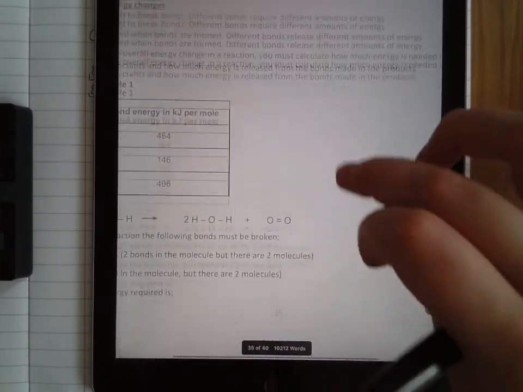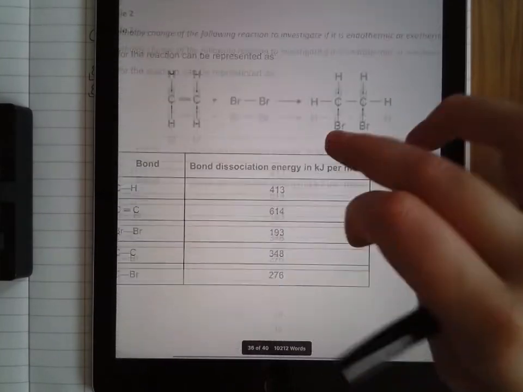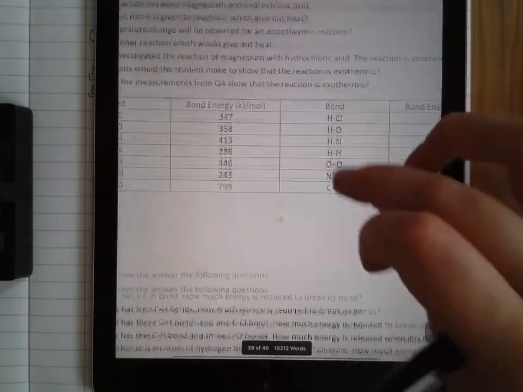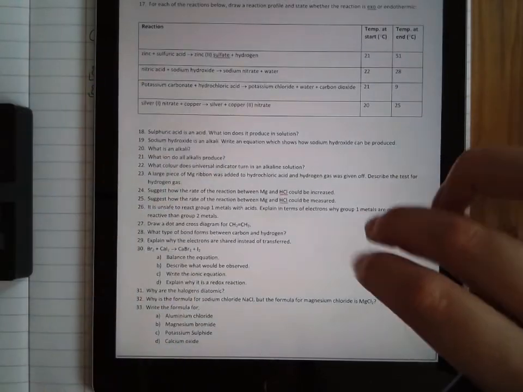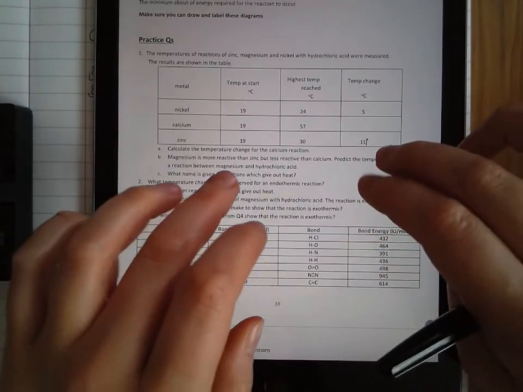If we scroll down to the questions, scroll down to the questions on page 38.